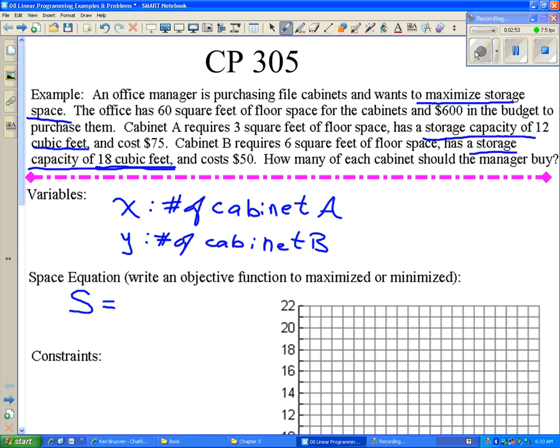That's storage space. So my objective function is going to say S is equal to the 12 cubic feet of storage space for cabinet A plus 18 cubic feet for cabinet B. That is my objective function. That's the first thing I have to figure out. What do I want to maximize? I want to maximize the amount of storage space. So that's 12 cubic feet times the number of cabinets X, plus 18 cubic feet times the number of cabinets Y.